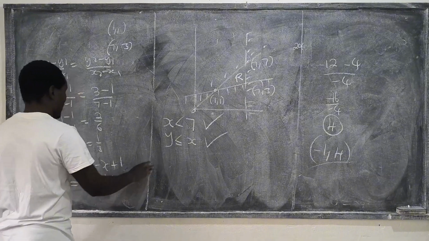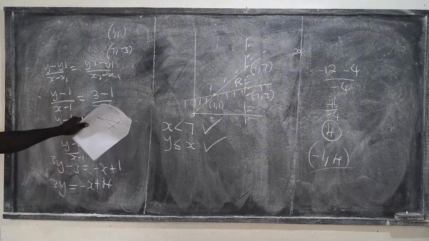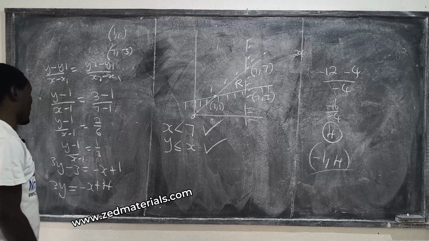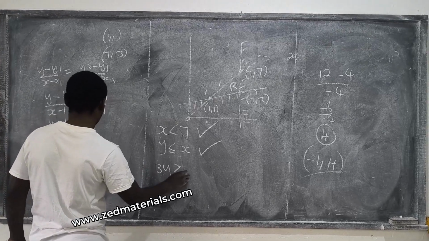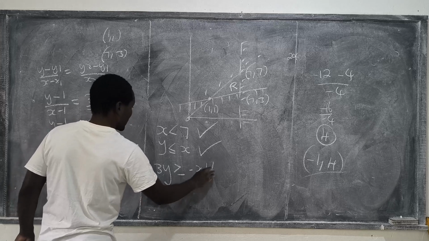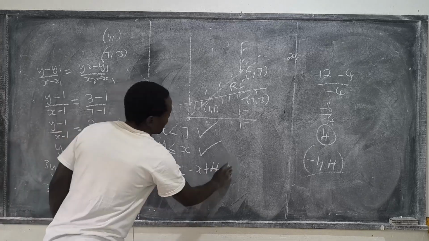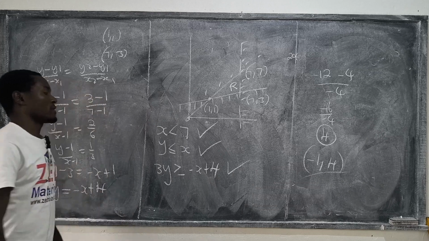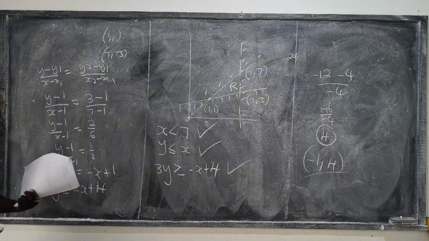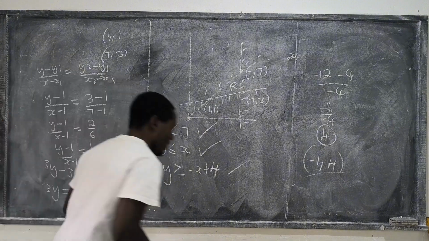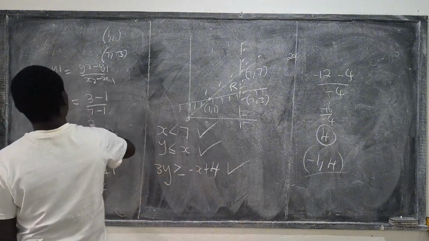And then your inequality now, you want the upper part, so it will be greater than or equal to. So you say 3y is greater than or equal to negative x plus 4. Done deal. So this gives you 2 marks, this gives you 2 marks, this gives you 1 mark. Then your total marks there is 5. We move on to the last question.